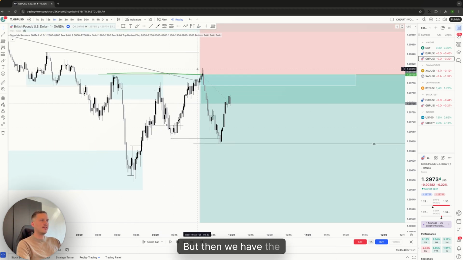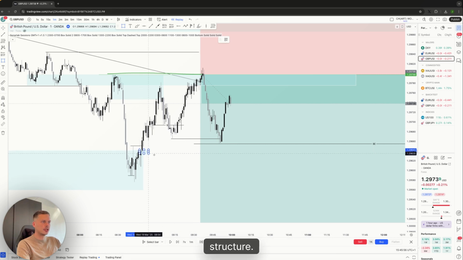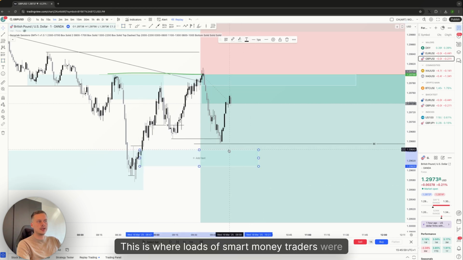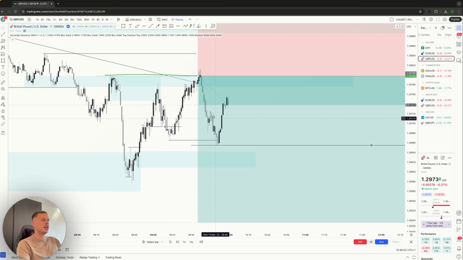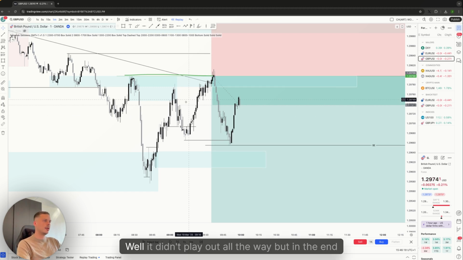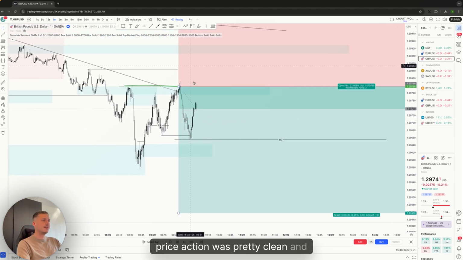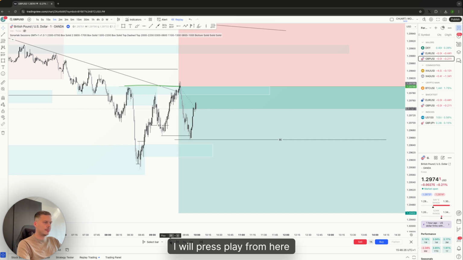But then we have the traders that wait for the 15-minute bullish break of structure so they can enter on the last POI. So for example, we have a bullish break of structure. This is where loads of smart money traders were wanting to go in. And when we swept that resistance, aka trend line, aka early sellers, we induced buyers into the market. And now I know sellers are out, buyers are coming in. Now I can be the one to target all those buyers. Well, it didn't play out all the way, but in the end, price action was pretty clean. And I will press play from here.